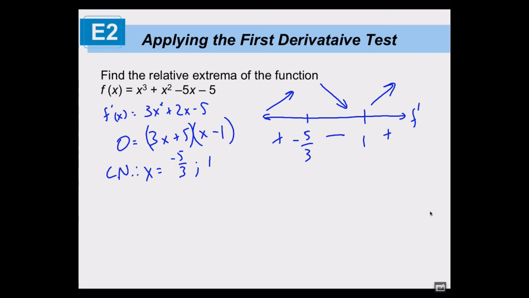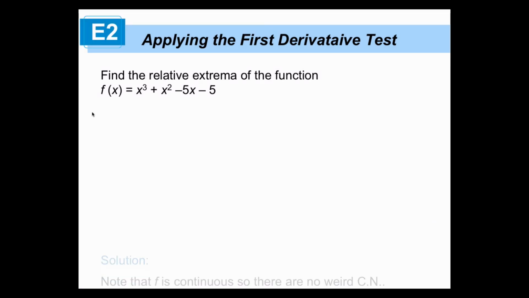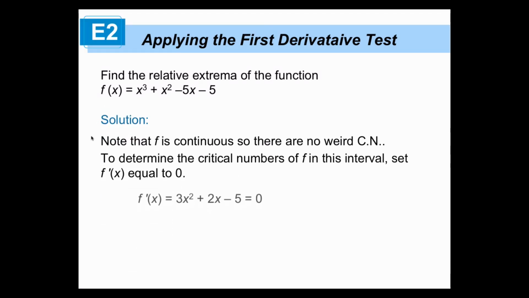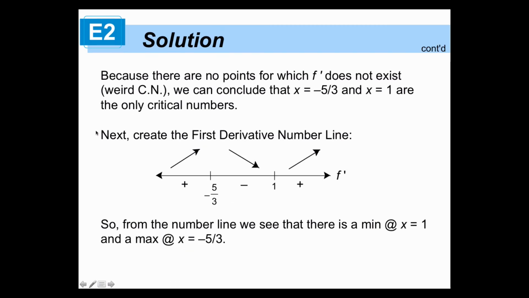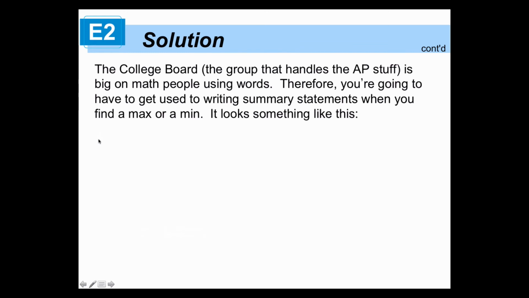The College Board is very, in fact, I have all this written down, so give me a second here. Yes, I did this. Okay, yeah, great, did that. There's critical numbers, okay, beautiful, did that. Oh, there's matches, okay. So, as I said, College Board is big on math people writing sentences. So there's a very specific way that they would like you to express the fact that negative 5 thirds is a maximum and 1 is a minimum, and it goes something like this.